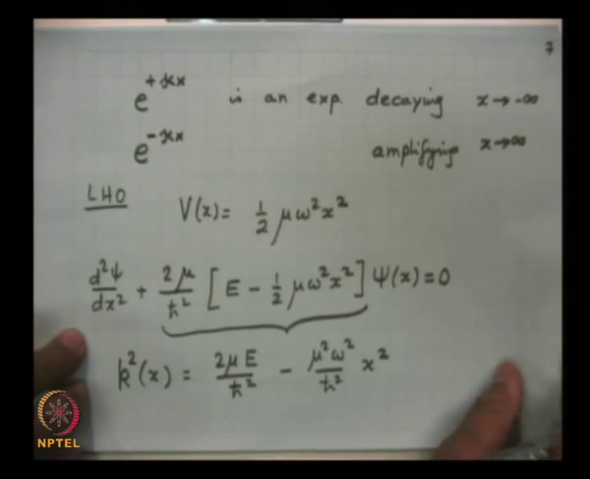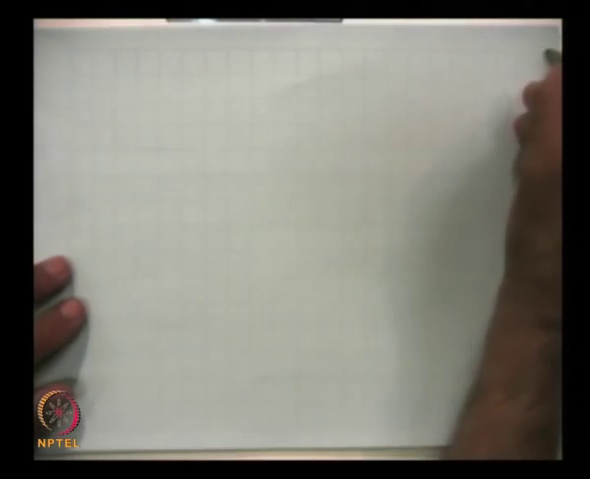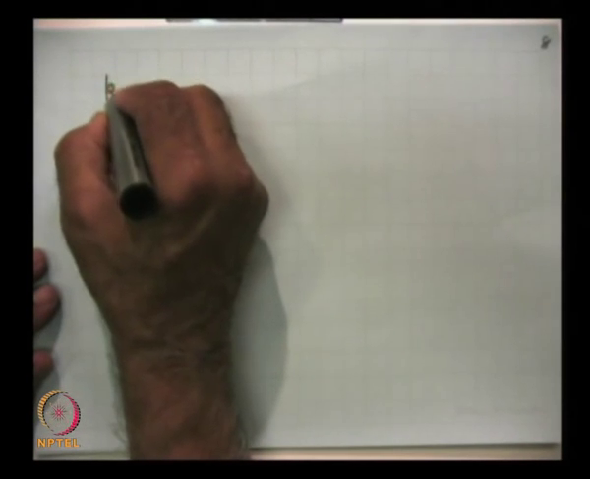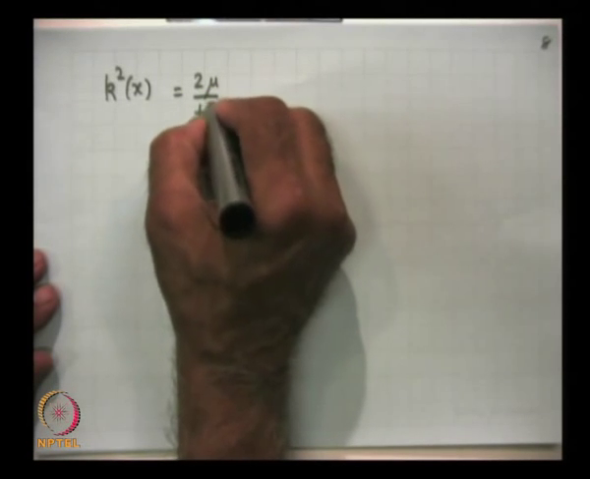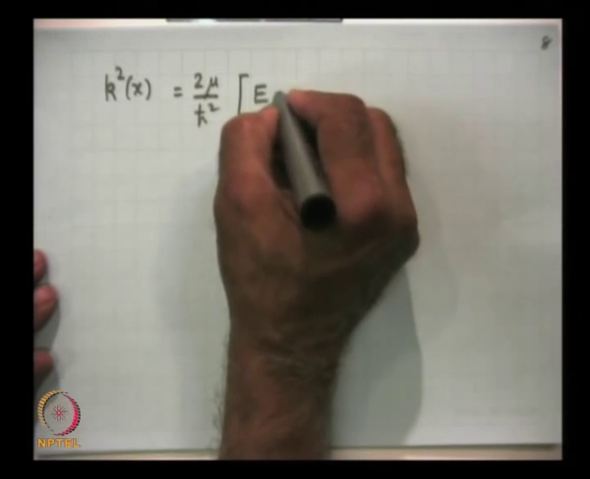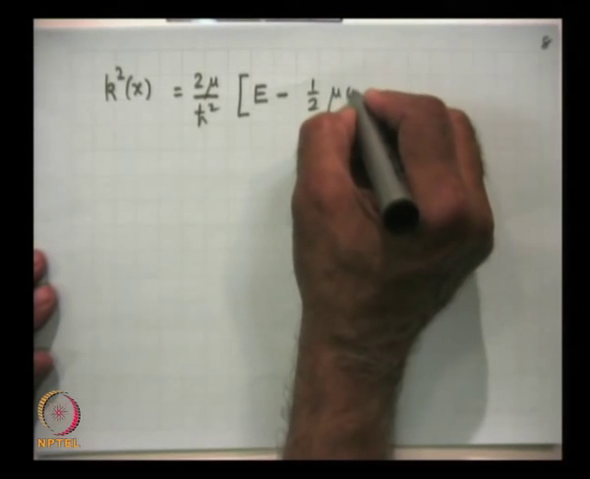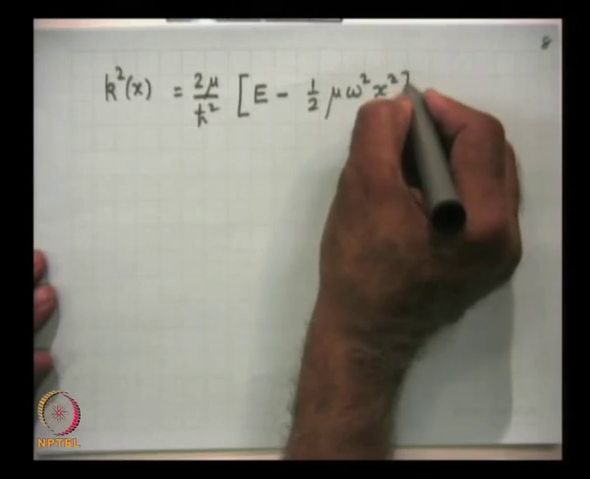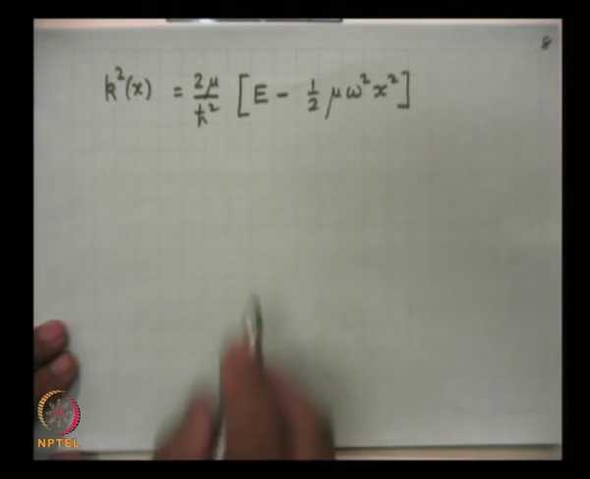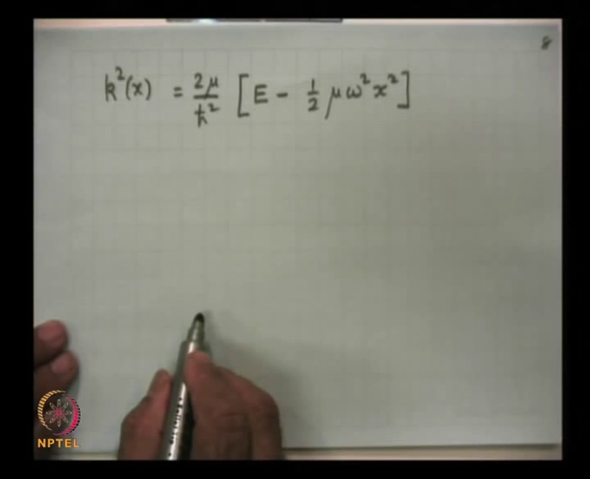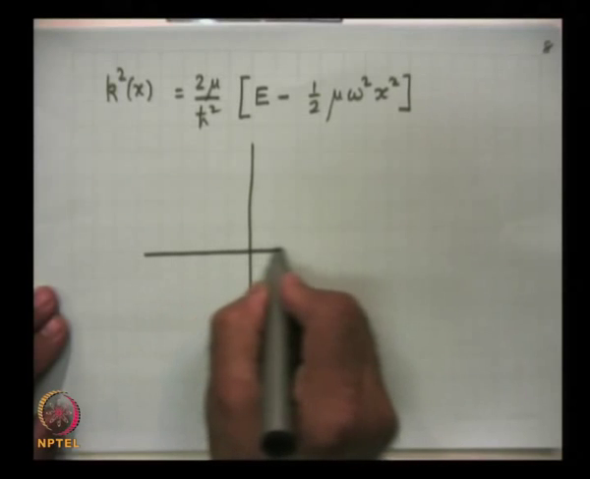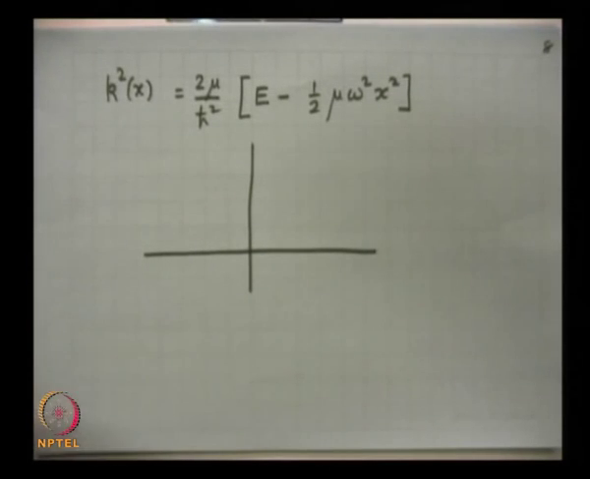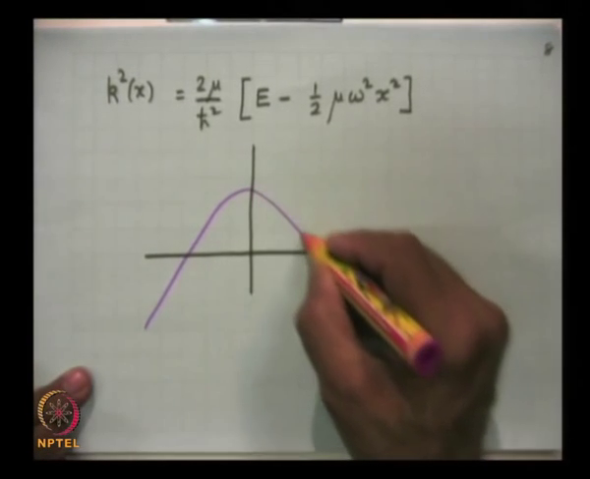So, therefore, if I plot this, my k square of x, let me rewrite it, is equal to 2 mu by h cross square times E minus half mu omega square x square. Now, let us suppose E is positive, then how will this function look like? If you plot this, then it will be an inverted parabola.